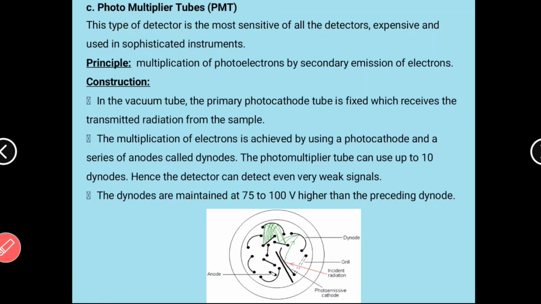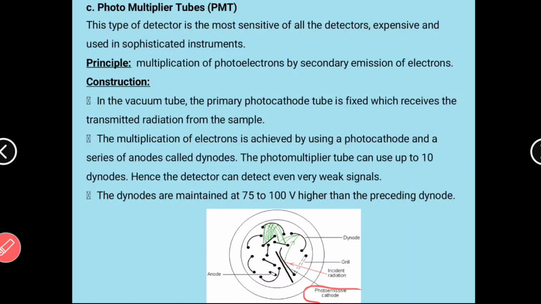Photomultiplier tubes. This type of detector is the most sensitive of all detectors, expensive, and used in sophisticated instruments like spectrophotometers. The principle involved in photomultiplier tubes is multiplication of photoelectrons by secondary emission of electrons. Construction. In a vacuum tube, the primary photocathode tube is fixed. This is the primary cathode tube, which receives the transmitted radiation from the sample.